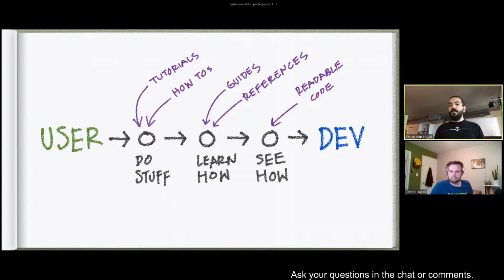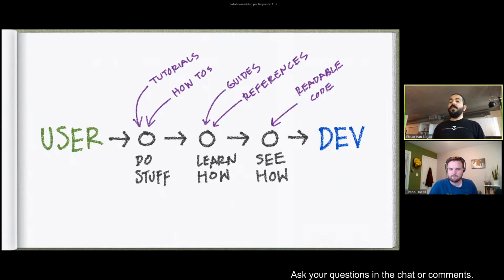And then aside from these four, we have one that is arguably the most important part, and we'll talk about this in a little bit more detail. That is the readable code. That happens when the user wants to see the actual code that you have in your project. It's incredibly important that you have readable code that's commented and easy to read for the user. Part of the reason this is so important is that from the readable code, you could create references and guides and how-tos and tutorials. But from those four, you cannot create readable code.